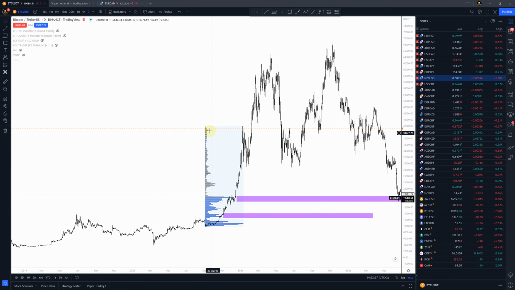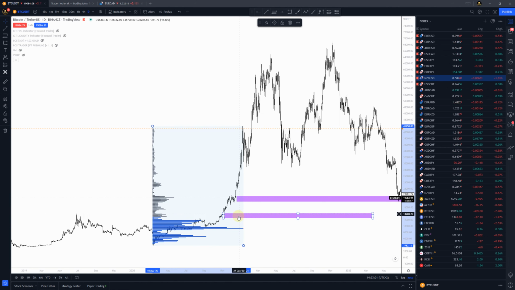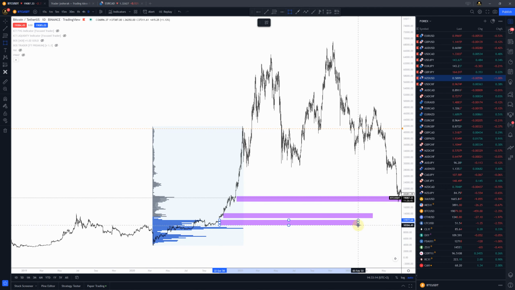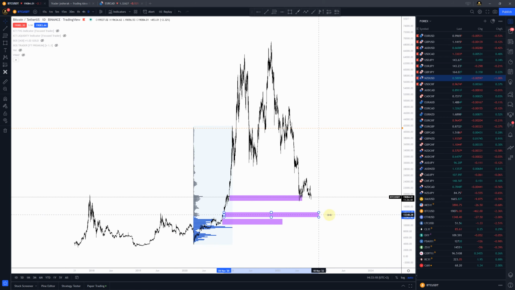I will make this a bit longer, and we see that there is also volume distribution here, and here it was already tested, so this will be the most significant level for me. Okay, this one to this low volume node. Okay, and that's it. That's a lot of lines. So what to take from this?